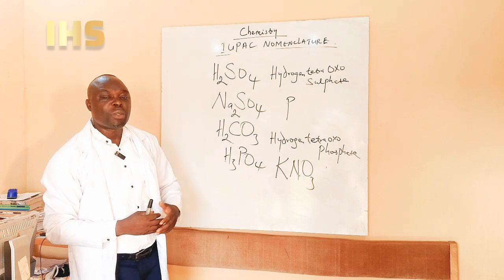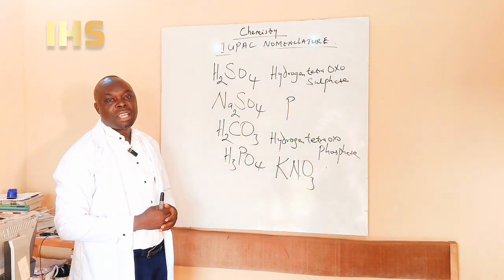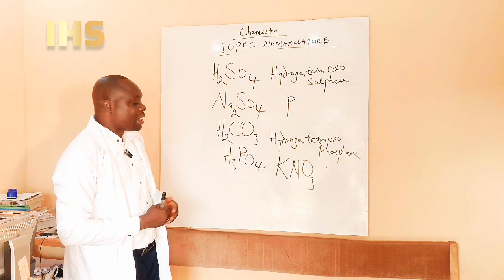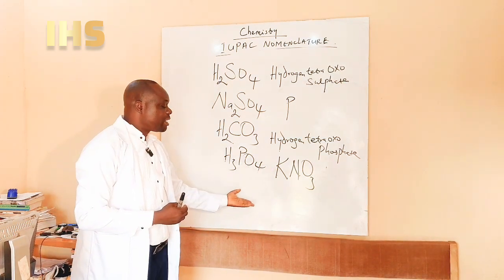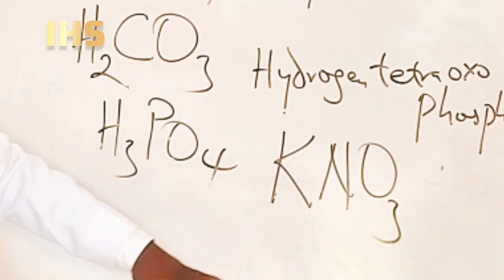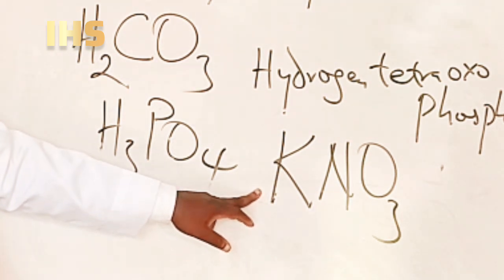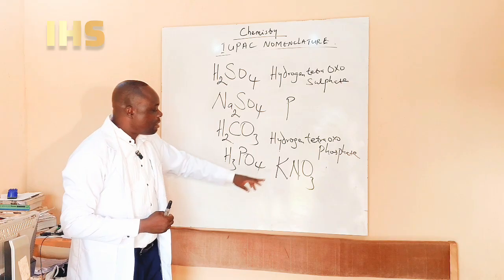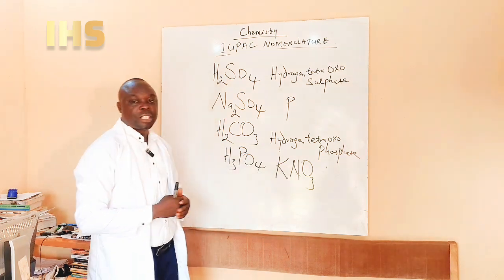Potassium. There's no way to know this except you know those symbols I taught you in our previous classes. You must know the symbols. Otherwise, you still say, I don't like chemistry. This is the reason why some girls, some boys run away from chemistry. So you must know this. For me to name this, I will start from here and say potassium trioxonitrate. Potassium trioxonitrate.